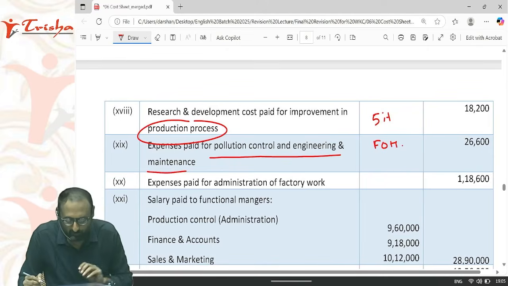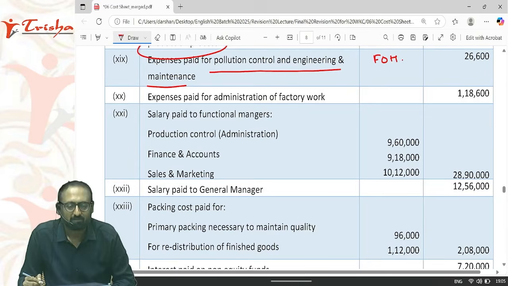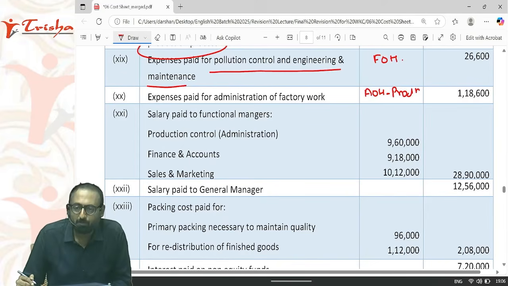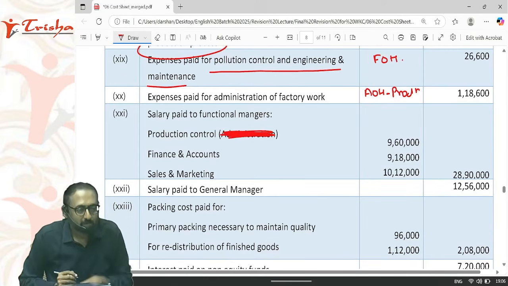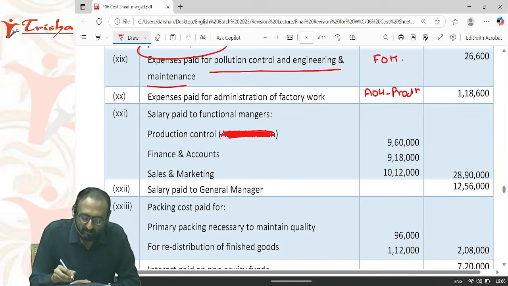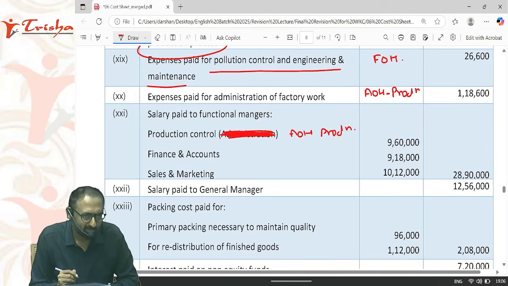Pollution control equipment will be your factory overhead. Yes or no? Expenses paid for administration of factory. Administration overhead, whether it is general or production related. Production related. Yes, sir ji. Salary paid to functional manager. Sir, I have written this; in examination, they will not write this. Production control manager salary, I told you, remember this item. So the production control manager is administration overhead related with the production, correct?